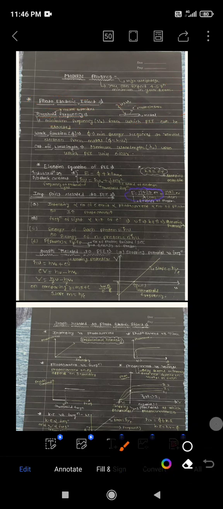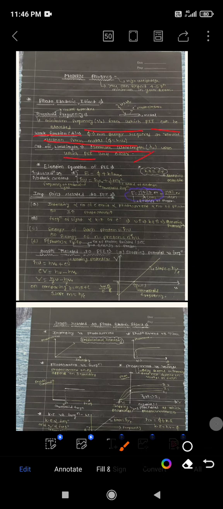Next, work function is the minimum energy required to remove an electron from the metal. And next, cutoff wavelength is the maximum wavelength up to which the photoelectric effect will occur.